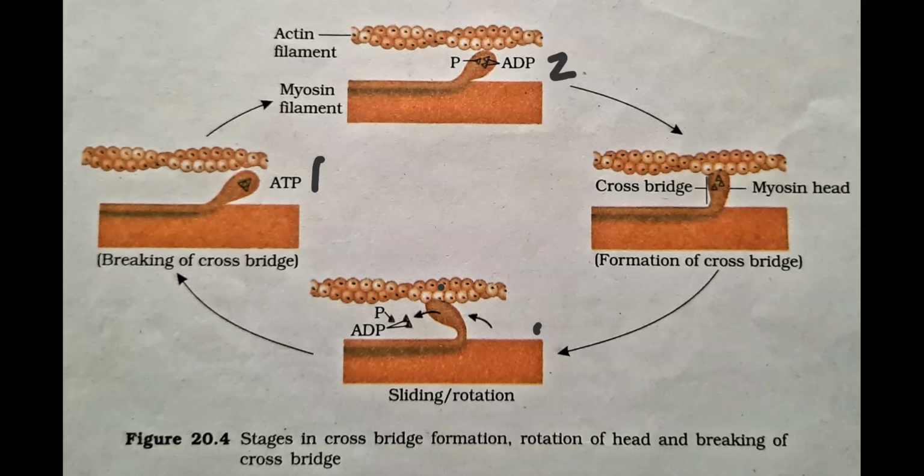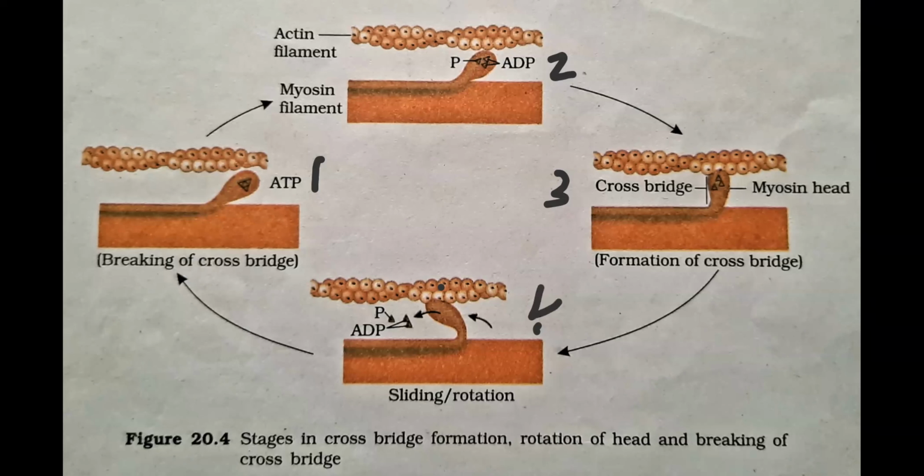Exactly. So all of you listen carefully. One, an ATP molecule binds to the cross arm at its ATP binding site. Two, there it will hydrolyze into ADP and phosphate and release energy. Three, using this energy, the cross arm attaches with the thin filament at its myosin binding sites to establish cross bridges.